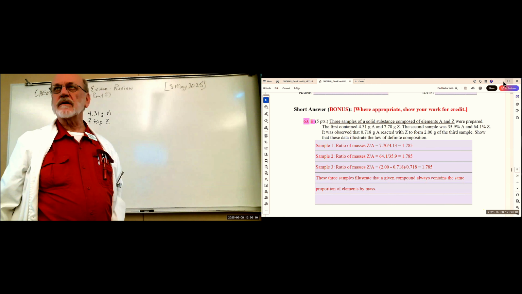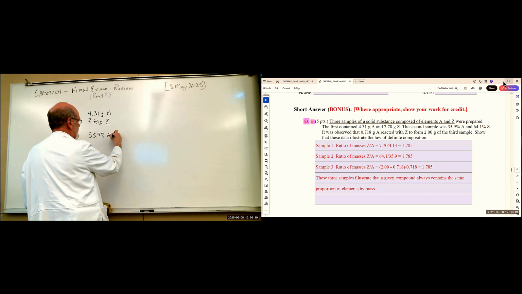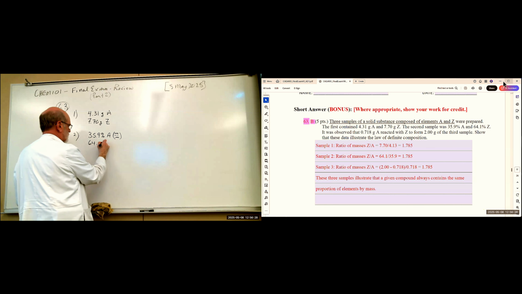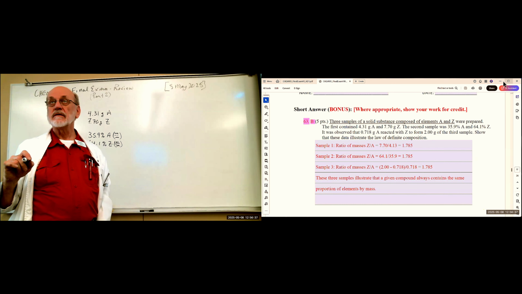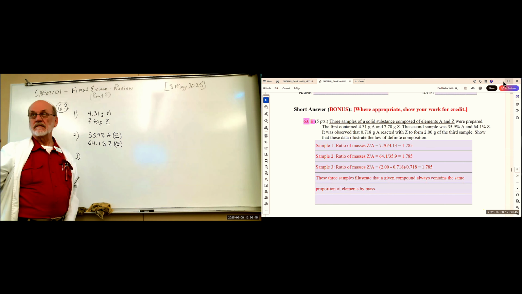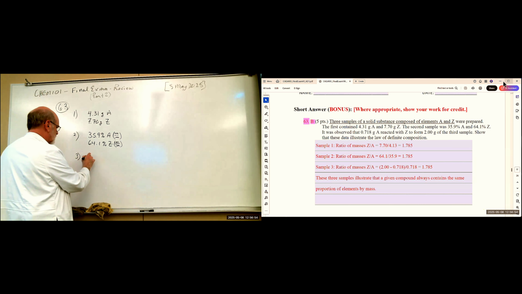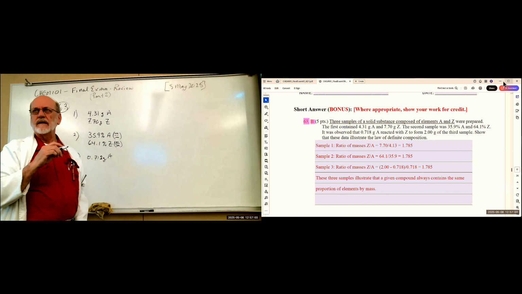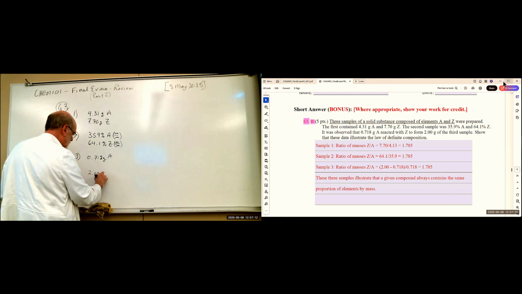Okay. The second preparation is 35.9% A, and that should be by mass, and 64.1% Z. Okay, and the last one is 0.718 grams of A reacted with Z to form 2 grams of the third sample. So 2 grams is total.